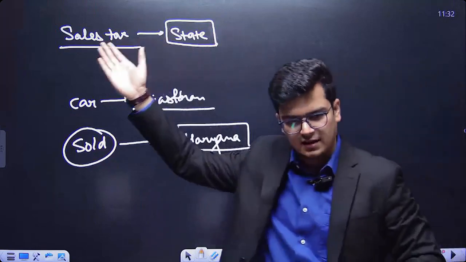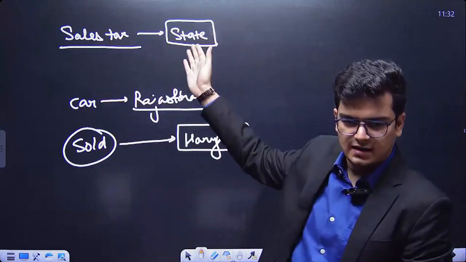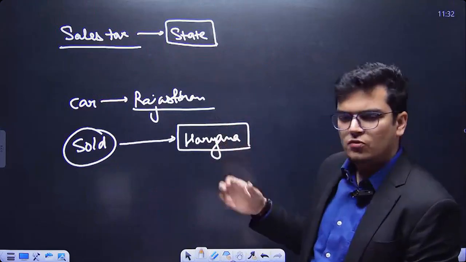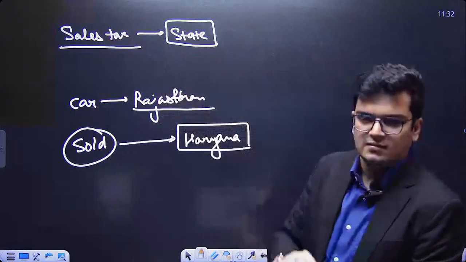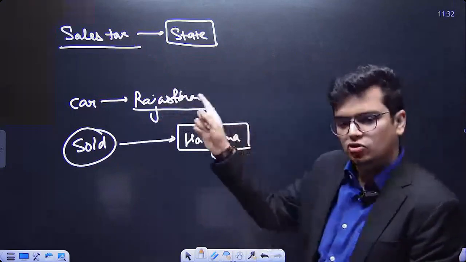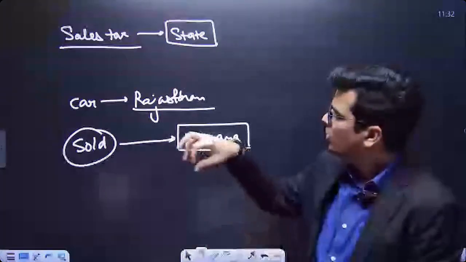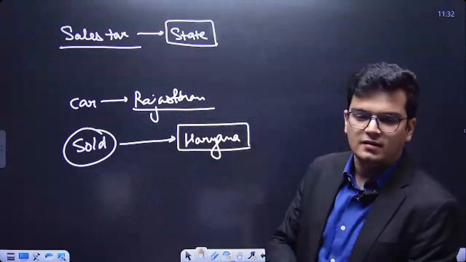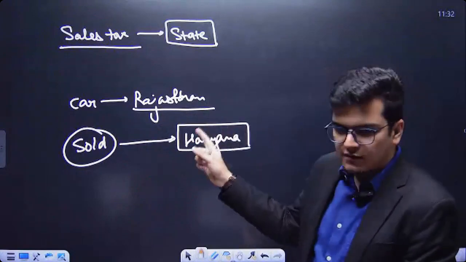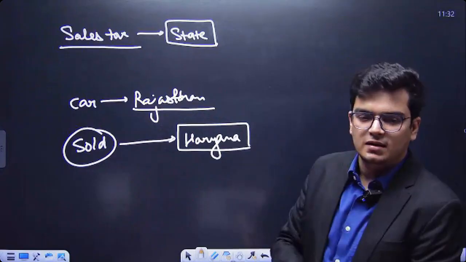If there is sales tax, state decides sales tax. Haryana government can choose to put whatever tax. Haryana government can also put an entry tax. Okay, so good has entered from Rajasthan to Haryana. Haryana government can put an entry tax. Haryana government will also levy a sales tax because the sales event is happening here.